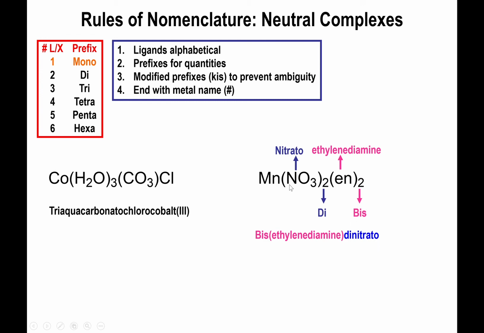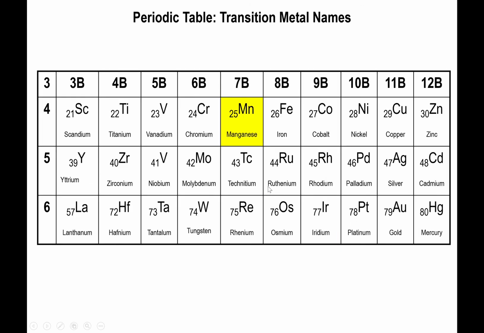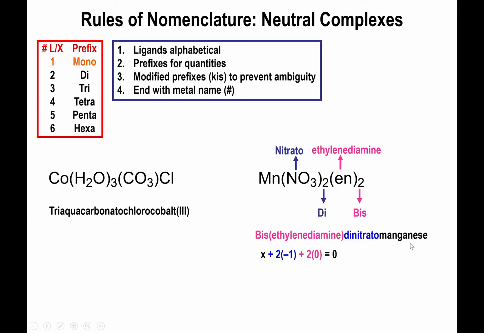And now we have the name of the metal, and Mn is manganese. So we end this with the name of the metal, which is manganese. And now we have to figure out the charges. Nitrato has a charge of 1 minus, right? And we have two of them, so we'll have a 2 minus overall charge from the nitrato.